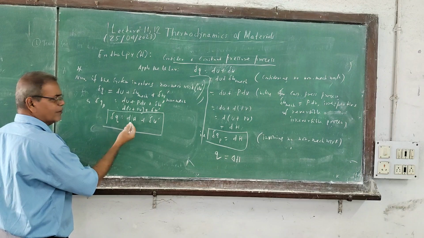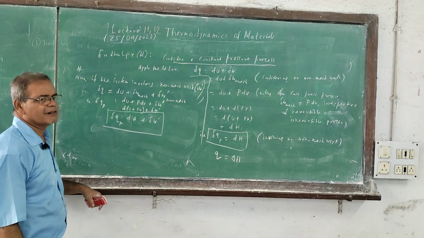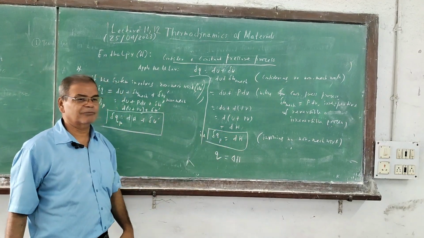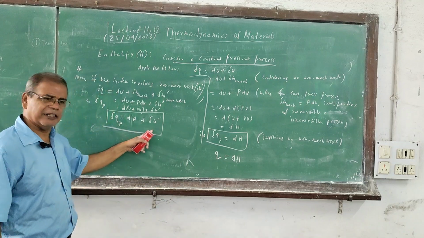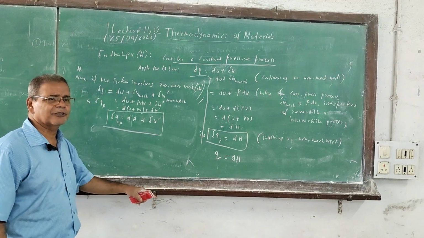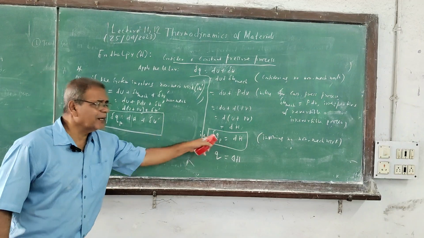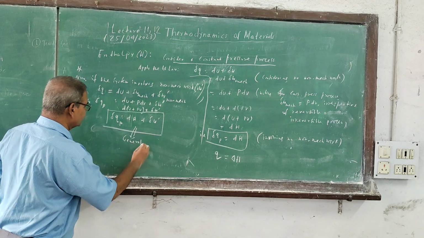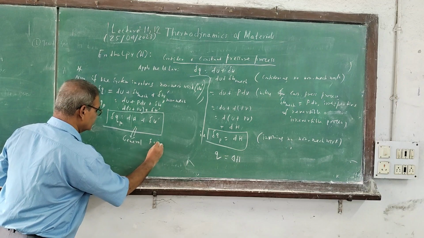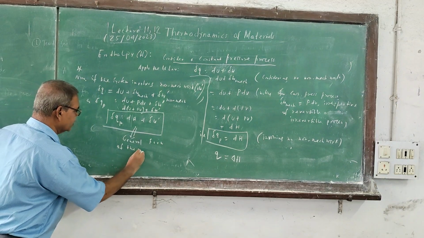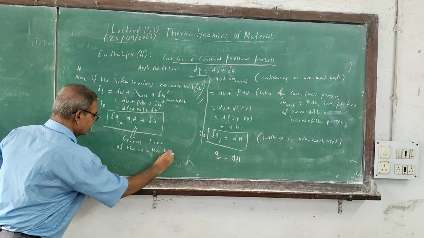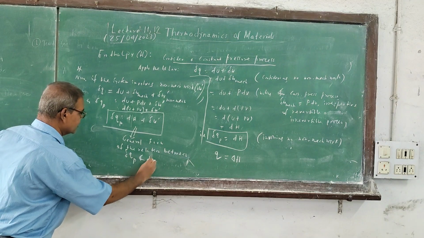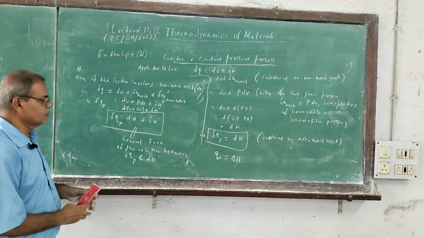You write here or you write here. This is the general form, and this is the special form. In general, sometimes electrochemical work is involved, so then this is not the same. So this is the general form of the relation between dq and dH.